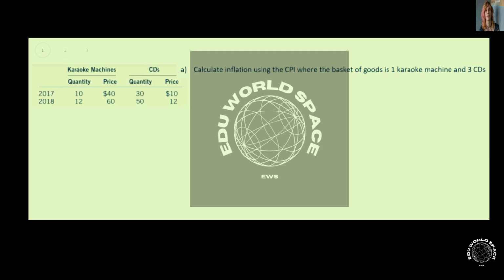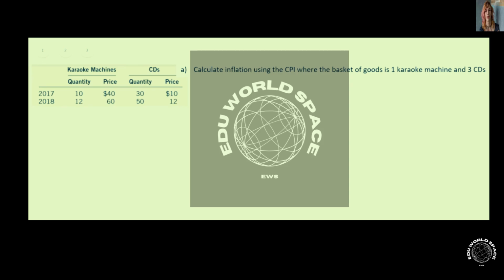Okay, everybody, this is chapter 24, problem 5. We're given the information in this table, the quantities and the total price of karaoke machines and the quantities and the price of the CDs. And we're asked in the first part to calculate inflation using the consumer price index method with the basket of goods being 1 karaoke machine and 3 CDs.